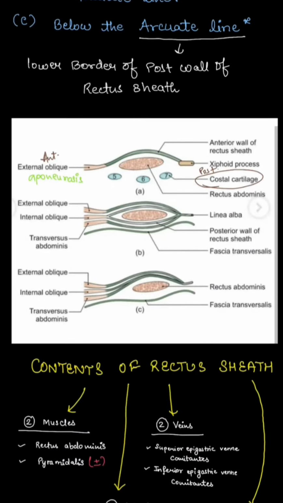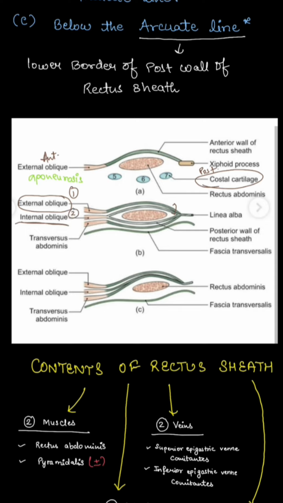Moving on to the next section, which is below the costal cartilage and above the arcuate line. In this section we can see the anterior wall is formed by external oblique aponeurosis, definitely. Internal oblique aponeurosis splits into two laminae. The anterior lamina of internal oblique aponeurosis forms the anterior wall, and the posterior lamina of internal oblique aponeurosis, the transversus abdominis and the fascia transversalis, all three form the posterior wall.